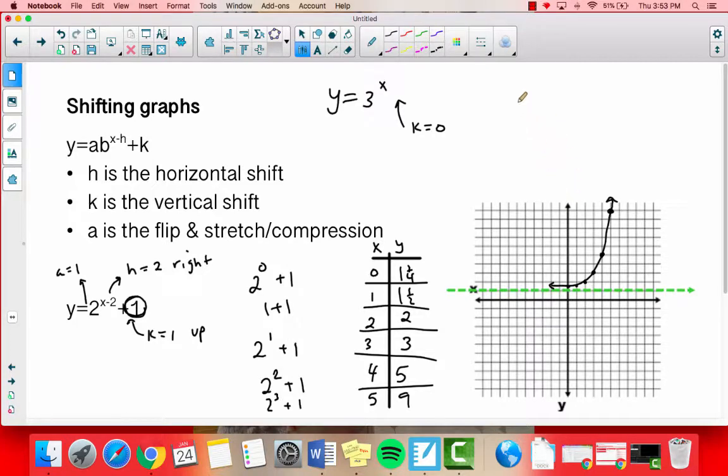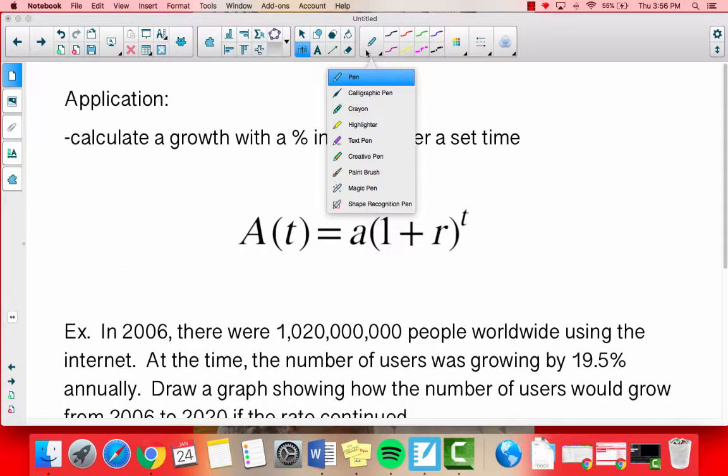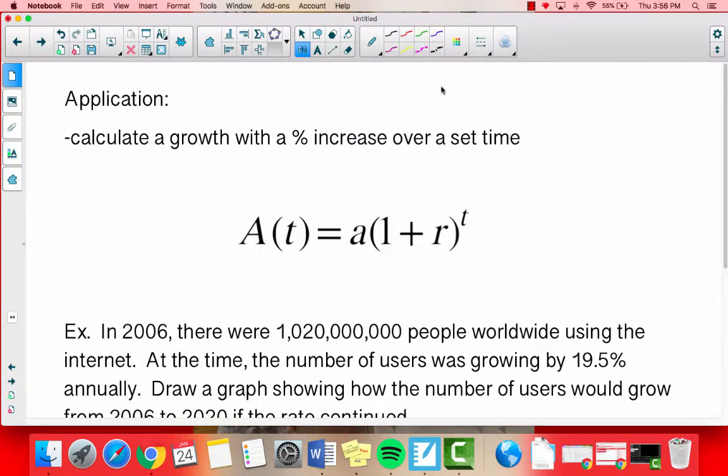And so now if I state my domain and my range, my domain would still be all real numbers, or -infinity to +infinity if you like that way of writing it. And then my range, however, won't go below 1. So I could say it goes from +1 to +infinity, or you could write y is greater than 1. Either way. Now let's look at how we can use exponential growth in application problems.